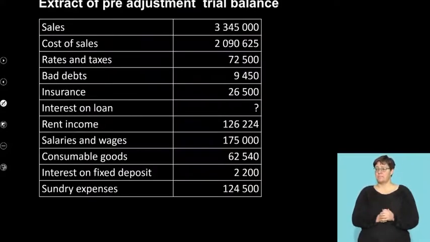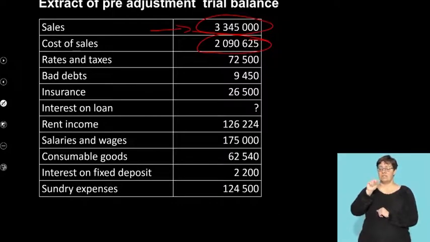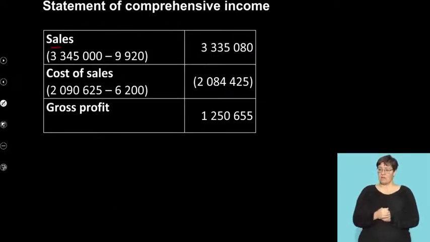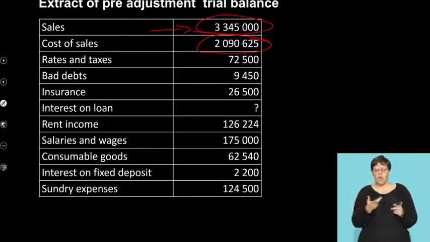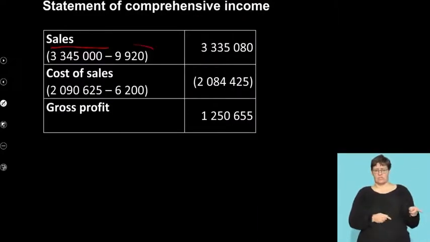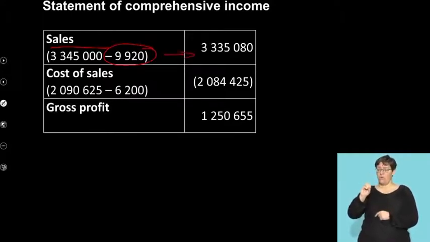How does this impact on my statement of comprehensive income? Watch. Here's my sales figure of 3,345,000 and my cost of sales figure of 2,090,625. Sales figure once again, 3,345,000 as my starting point. Where do I get that from? From my given information. And I subtract the selling price of the goods that were returned, and obviously this will give me now a figure of 3,335,080.